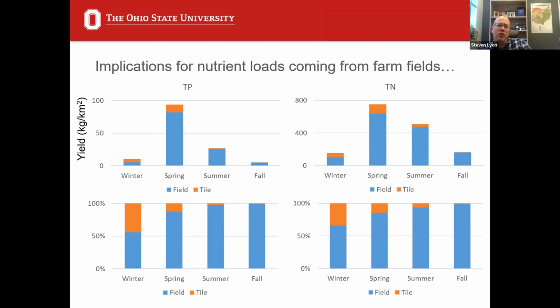Breaking down the relative contributions for both nitrogen and phosphorus, we can see that in the winter period we have about an even distribution. Although we have a lower load, we have about a 50-50 split between the two different flow pathways. However, as we shift to the spring and then summer periods, we're really starting to see less coming through the tile drainage system.